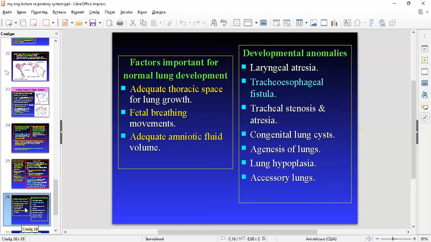Developmental anomalies. Laryngeal atresia. Tracheoesophageal fistula. Tracheal stenosis and atresia. Congenital lung cyst. Agenesis of lungs. Lung dysplasia and accessory lungs.